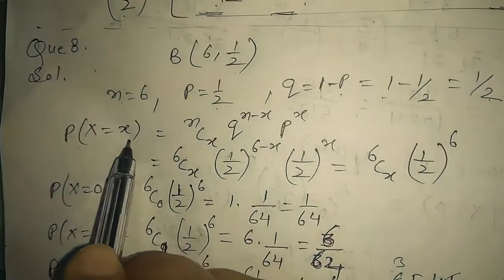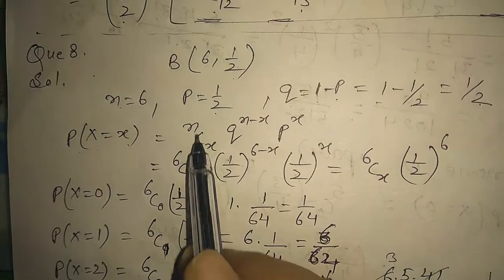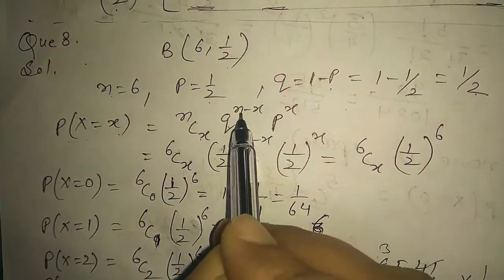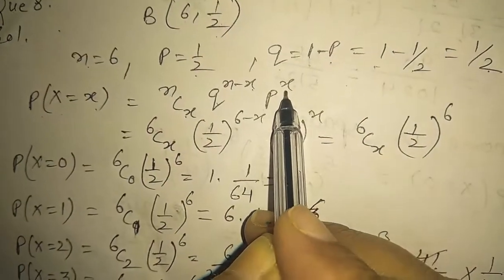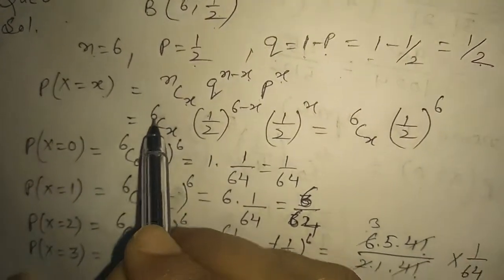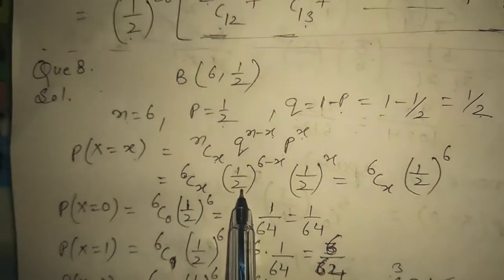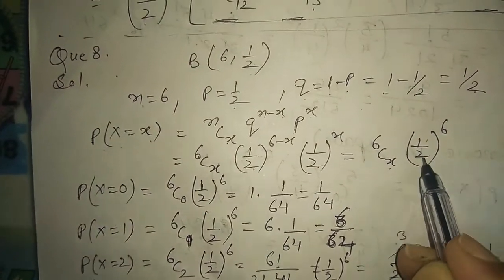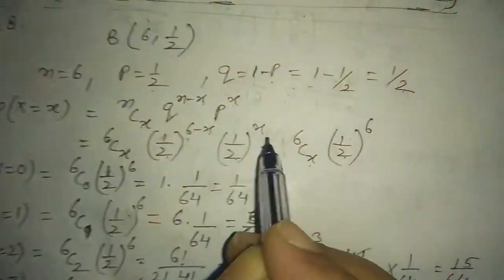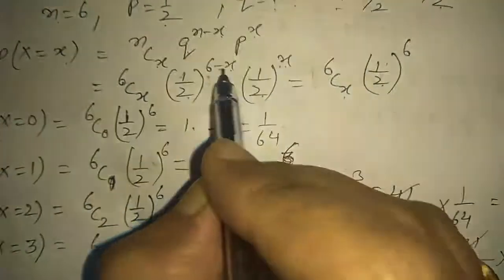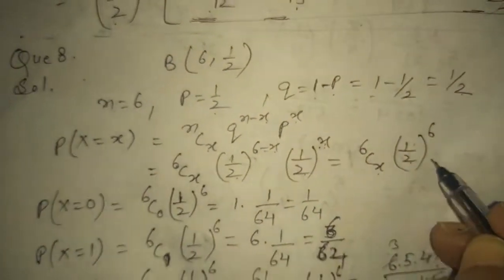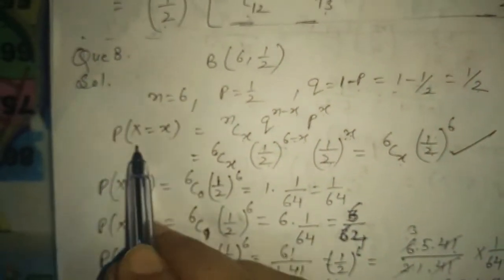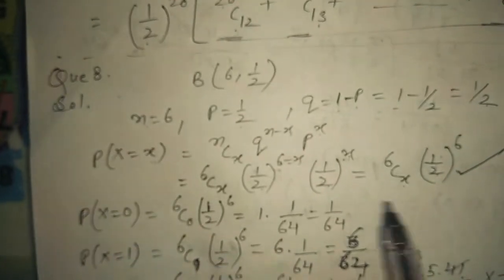P(x) is equal to x. We know the formula: nCx q raised to power n minus x, p raised to power x. And here n is 6, q is 1 by 2, p is 1 by 2. So 6Cx (1 by 2) raised to power 6 minus x, (1 by 2) raised to power x. When we add these, we get 6. So this is the probability distribution of x.